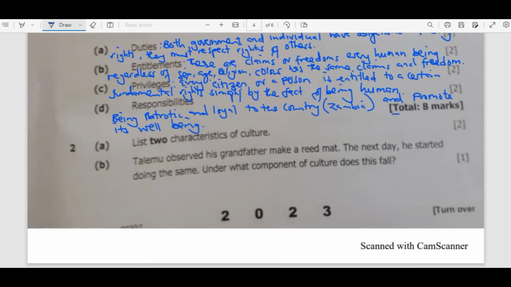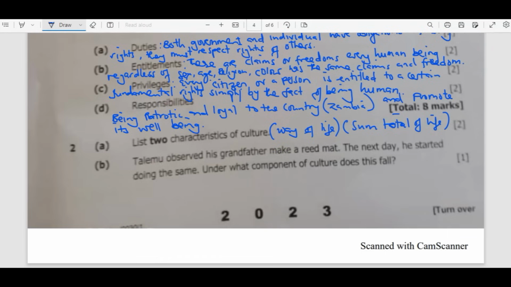2 characteristics of culture. So when we say 2 characteristics of culture, by the way, what is culture? Culture, we can say it is a way of life. So when we say way of life, that is culture. So culture includes the way we eat, the way we dress, the way we talk. Everything about us is the sum total, or others may say the sum total of life. So that is culture. So everything that we do, that is culture.